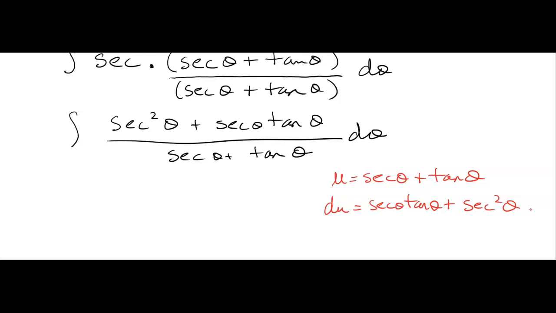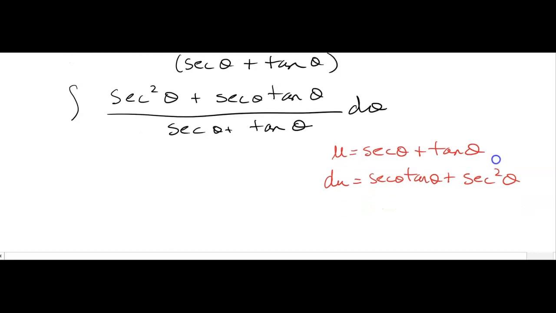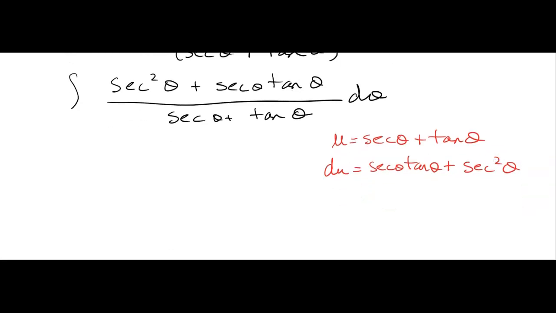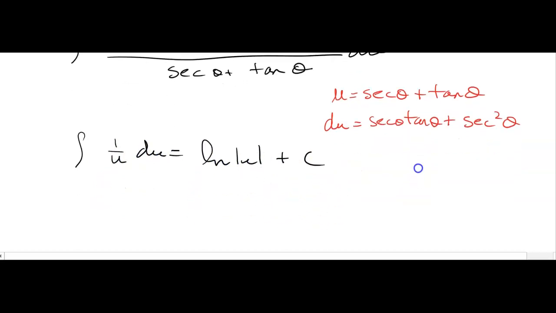Now, how are you going to know to do that? Well, you wouldn't, but now that you've seen the example, maybe you will, right? So here we go. Isn't that just going to be 1 over u du, which is ln of u plus c, which is ln of... Done. So one that seemed hard really wasn't.